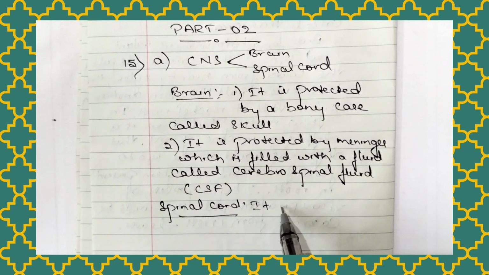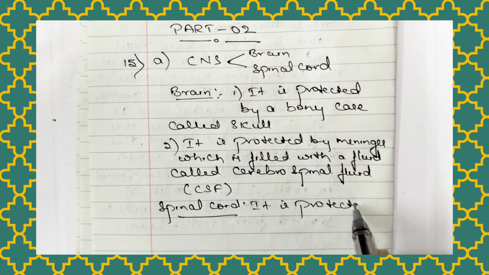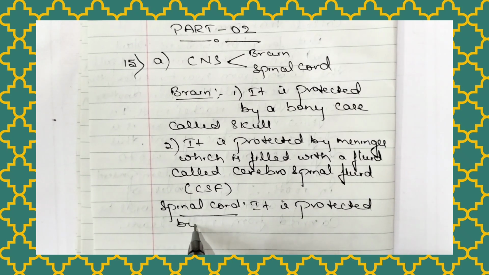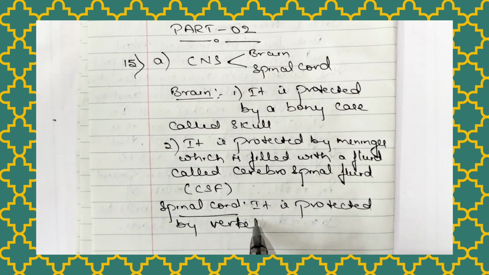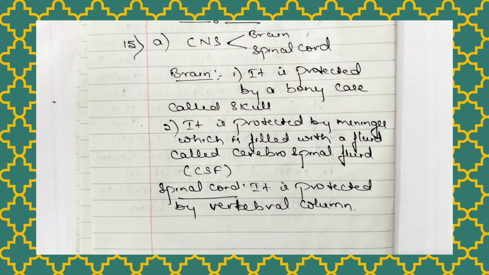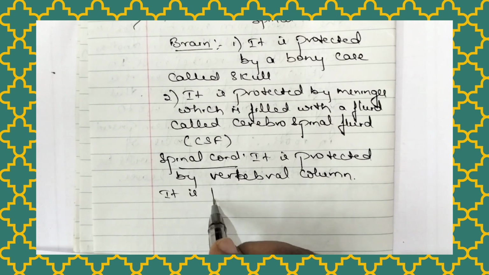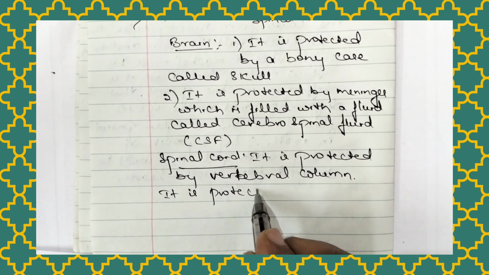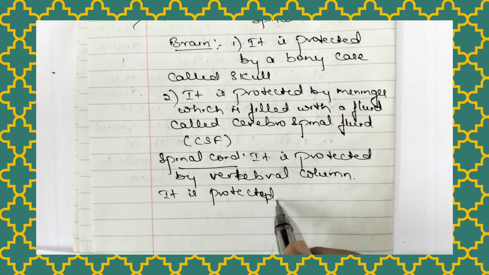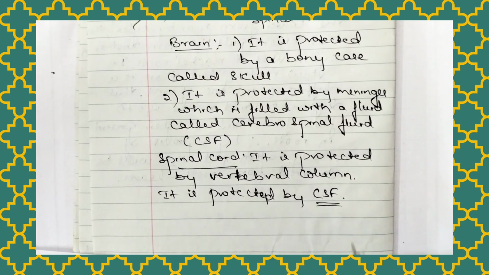Then coming to the spinal cord. It is protected by vertebral column. Second one, it is protected by cerebrospinal fluid, that is CSF.